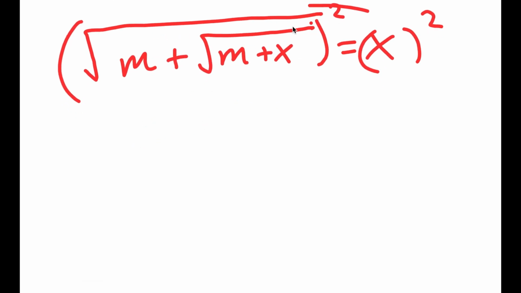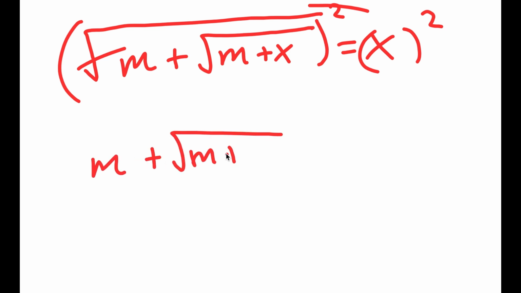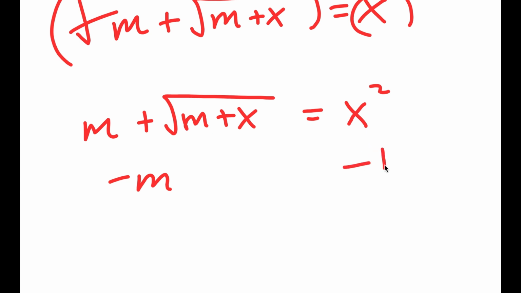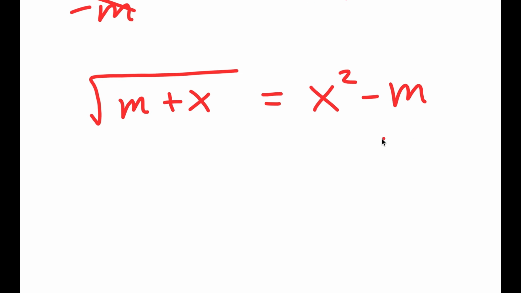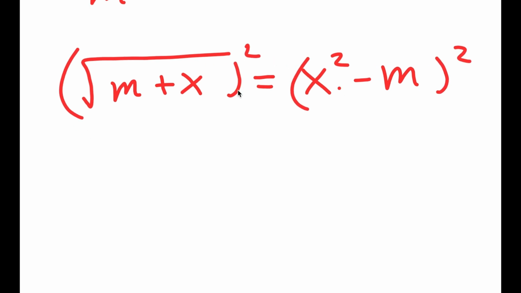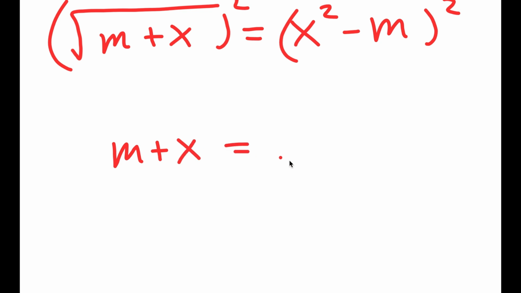So these two cancel out, and I get m plus the square root of m plus x is equal to x squared. Now I'm going to subtract m on both sides. So I get the square root of m plus x is equal to x squared minus m. And now we want to cancel out the square root, so I'm going to square both sides again. So now I have m plus x is equal to (x squared minus m) squared.